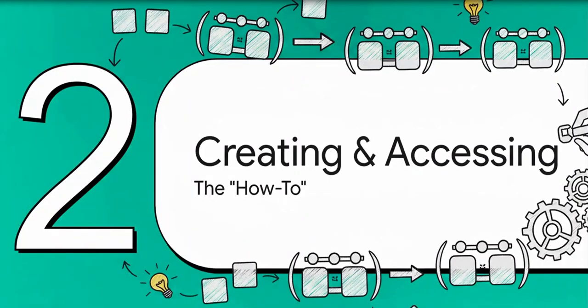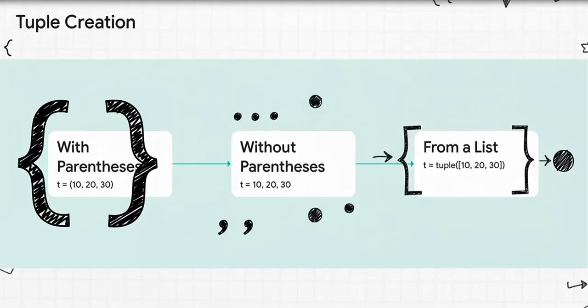All right, enough theory. How do we actually make these things and get data out of them? Let's get practical. It's actually way simpler than you might think. You've basically got three main ways to do it. The most common is just using parentheses. But here's a cool little Python trick. The parentheses are actually optional most of the time. Python is smart enough to see a bunch of values separated by commas and just know, yep, that's a tuple. And of course, you can always convert something else, like a list, directly into a tuple using the tuple function.